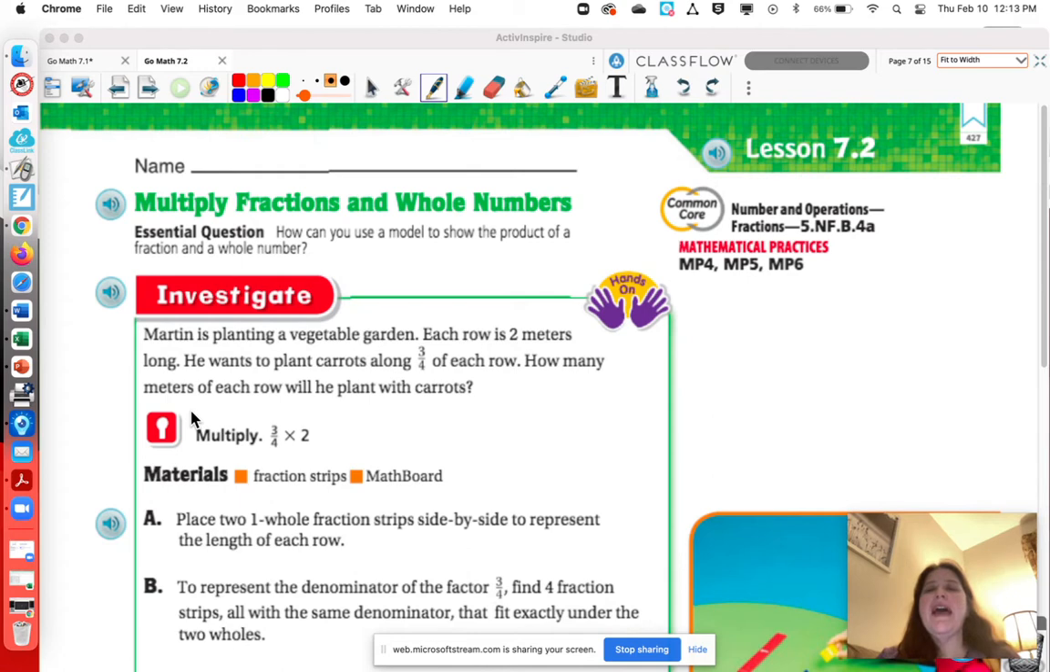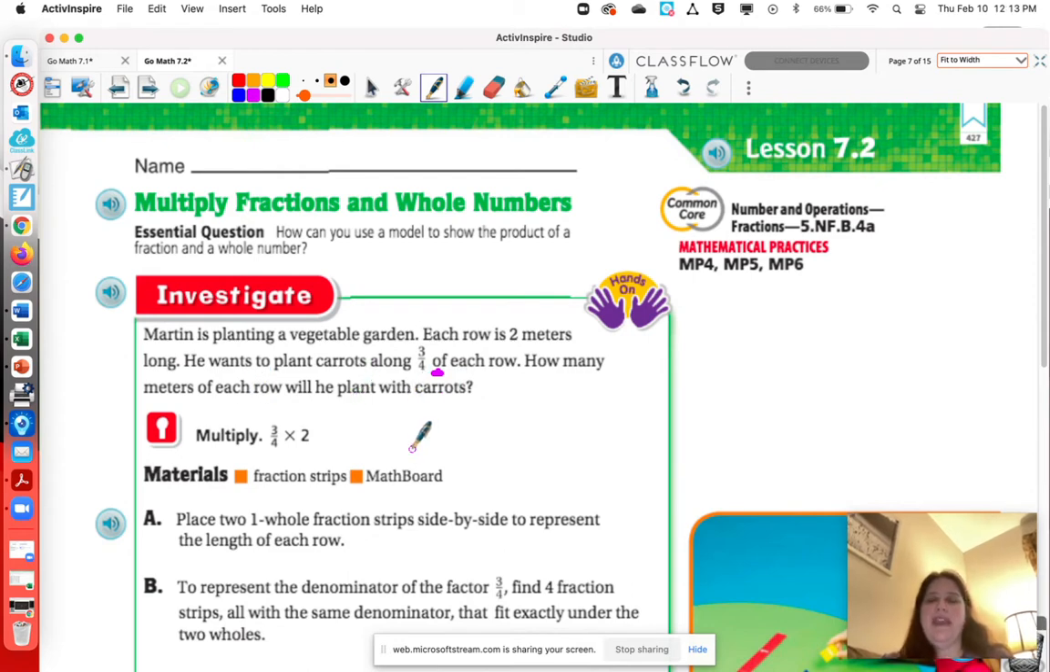So we're only going to do half of this, and then I'm going to give you some other assignments to do when you are done. So here is the question. Martin is planting a vegetable garden. Each row is 2 meters long. He wants to plant carrots along 3/4 of each row. Now there's that word "of" that we talked about yesterday. That means to multiply. How many meters of each row will he plant with carrots?